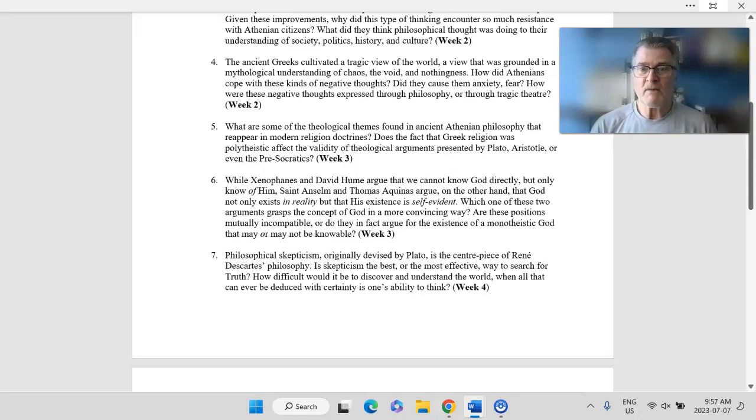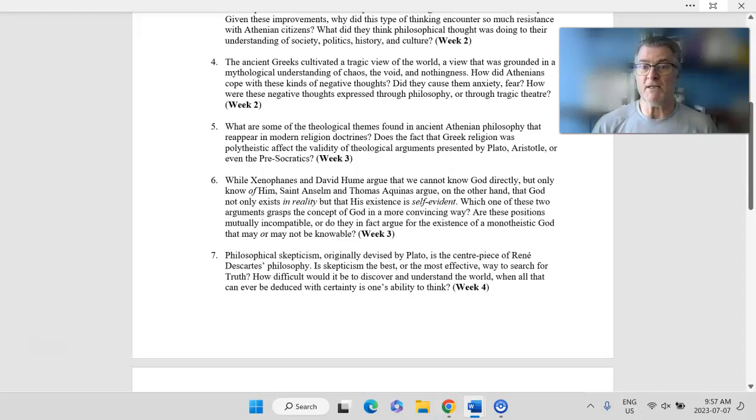And finally, this is a question relating to Module 4, Philosophical Skepticism, which is a tool that is introduced early on in Greek thinking, but really not returned to until Descartes. And Descartes and Cartesian thinking really is grounded in philosophical skepticism. So is skepticism the best or the most effective way to search for the truth?